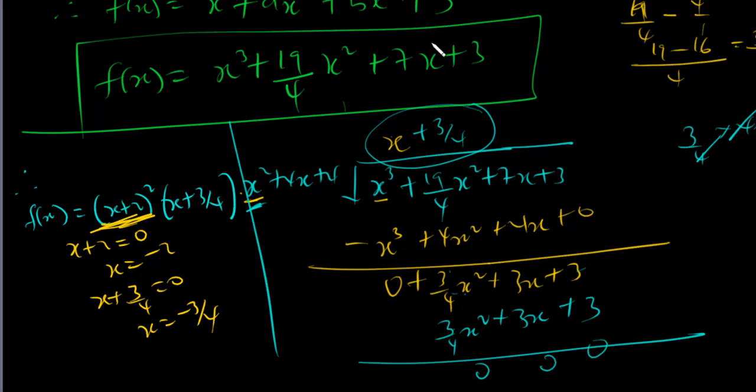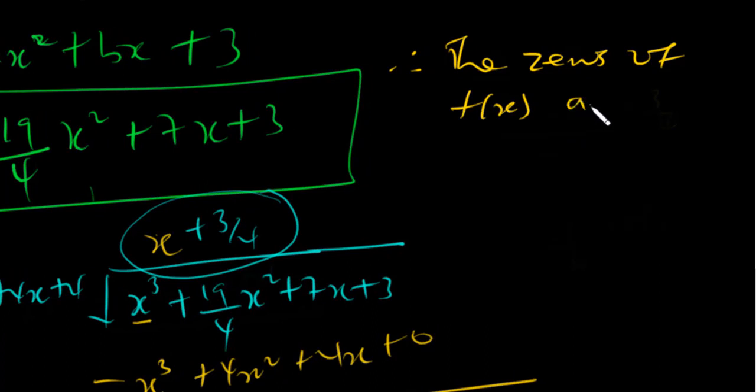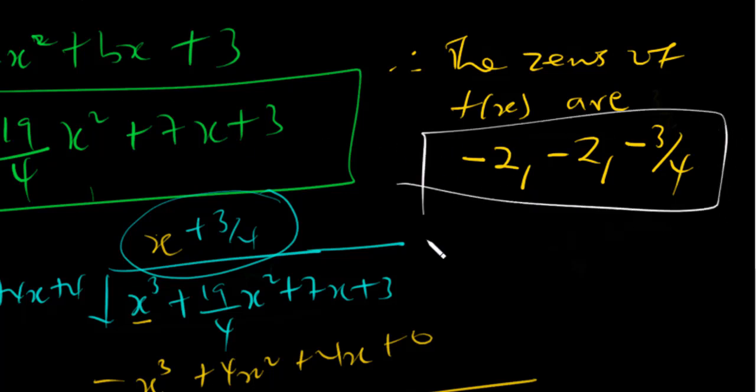So let's conclude by saying that, therefore, the zeros of f of x are -2, -2, and -3 out of 4, because we have repeating factors here. So that is how this question can be solved.